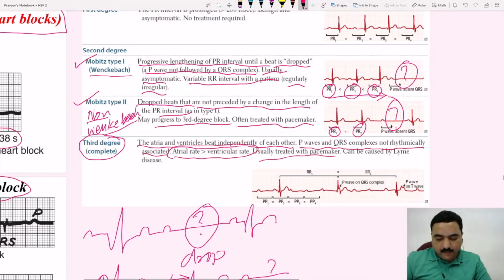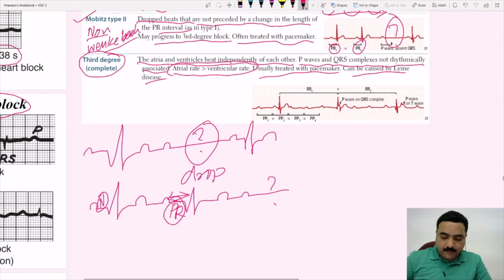So it is usually treated with a pacemaker, and can be caused by Lyme disease. In microbiology, you might have studied about Lyme disease, right? That can be one cause for this third degree heart block, as well as damage to the AV node. So you can see over here, if I draw it for you separately.